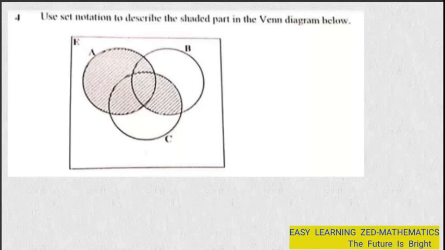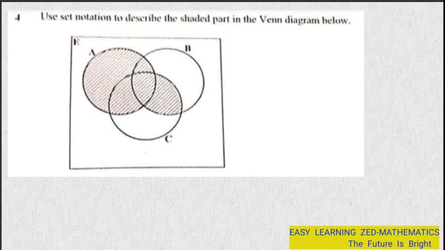Question 4 was as follows. Use the set notation to describe the shaded part in the Venn diagram below.